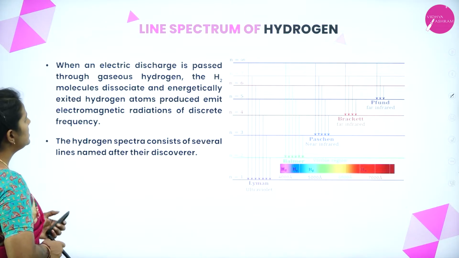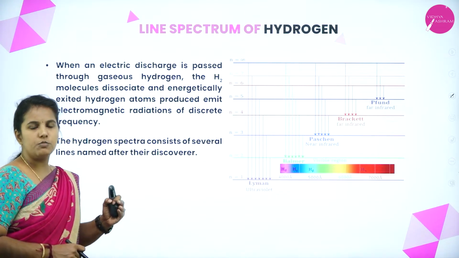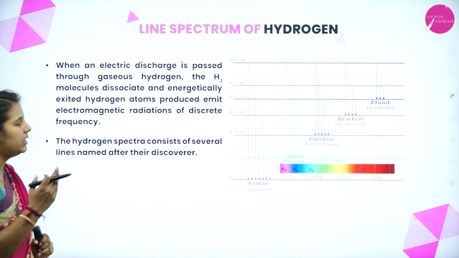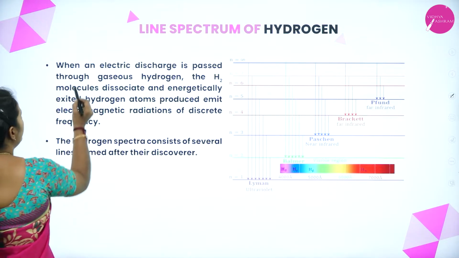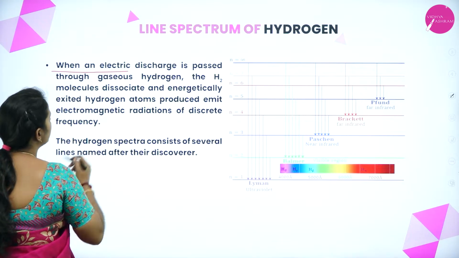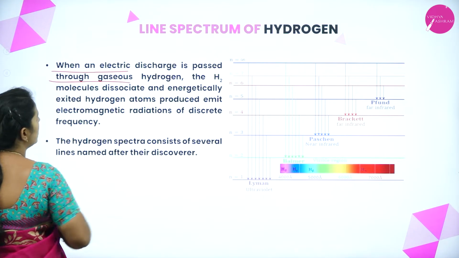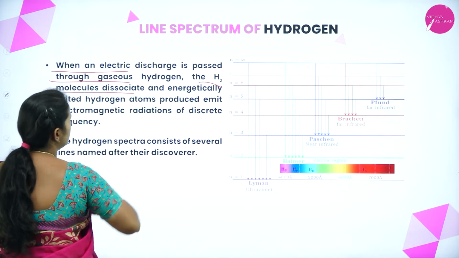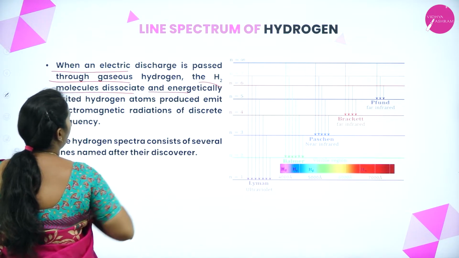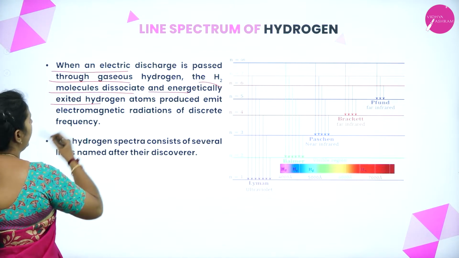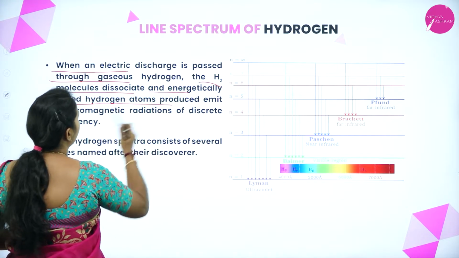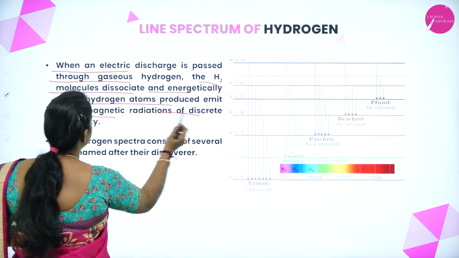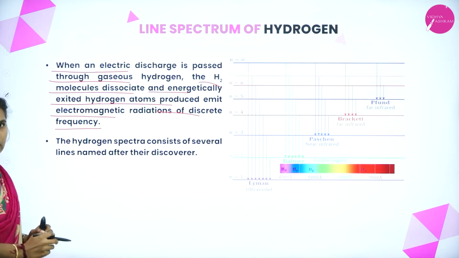Next, we'll see the line spectrum of hydrogen. So what is the line spectrum of hydrogen? Let us understand. When an electrical discharge is passed through hydrogen gas, the H2 molecules will be dissociated and energetically excited, and the hydrogen atoms will produce emitted electromagnetic radiation of discrete frequency.